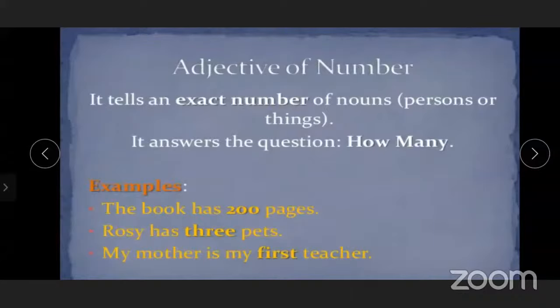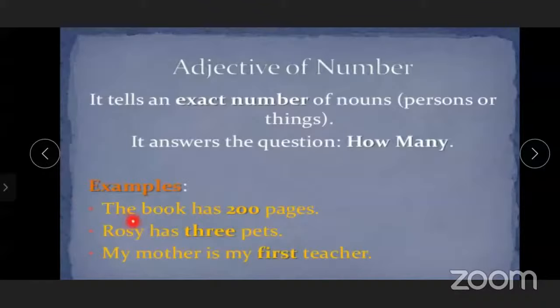Okay, now we move to adjectives of number. Adjectives of number are the adjectives which denote the number of nouns or pronouns, including their position or place in a certain order in the sentence. The exact number of nouns or pronouns is the countable noun. So there is an exact number of nouns, persons, or things. And it answers the question, how many?